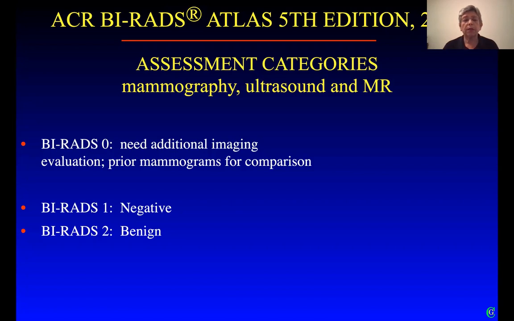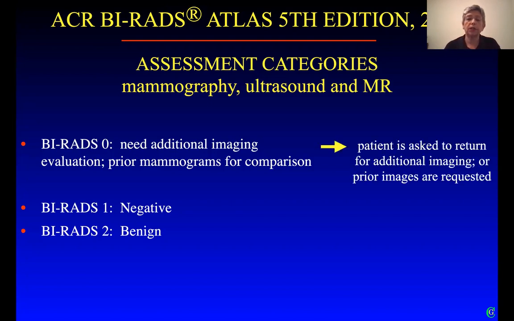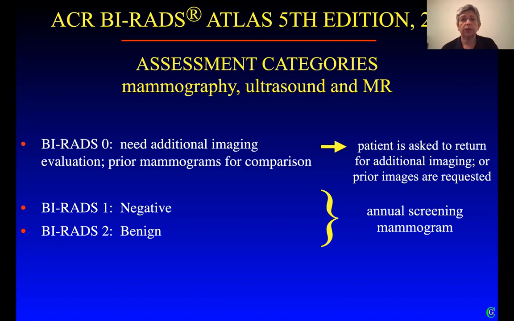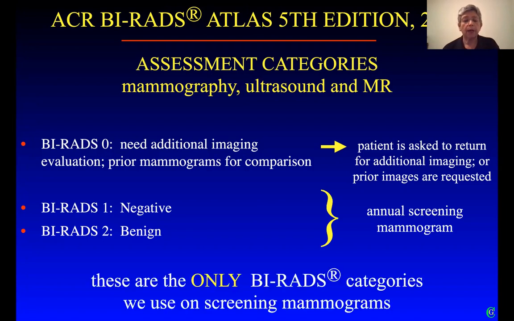With respect to screening mammograms, we have basically three BI-RADS that we routinely use. The BI-RADS 0 is a BI-RADS where the patient needs additional evaluation, so she's asked to return for those studies, or if we're requesting prior studies for comparison. BI-RADS 1 is assigned to the screening mammograms that are negative. BI-RADS 2 is given to screening mammograms that have benign findings. And these patients are actually returned to annual screening mammography. Again, I want to emphasize that these are the only three BI-RADS categories assigned on screening mammograms.